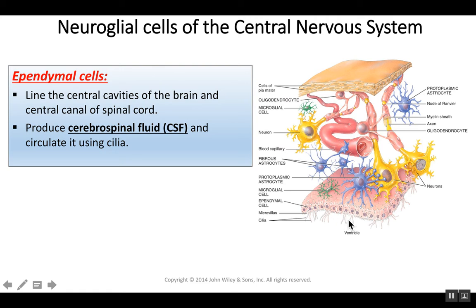The fluid in these cavities are known as ventricles. Typically, you think of a ventricle as being in your heart, but your brain has ventricles. These are cavities that contain cerebral spinal fluid. And we'll talk a lot more about cerebral spinal fluid in upcoming chapters and how important it is for your brain and spinal cord.